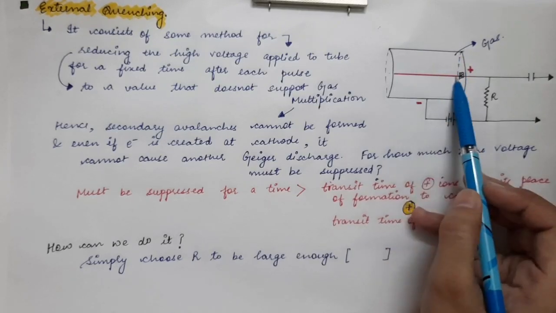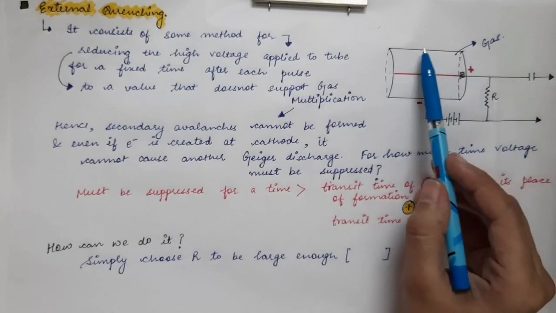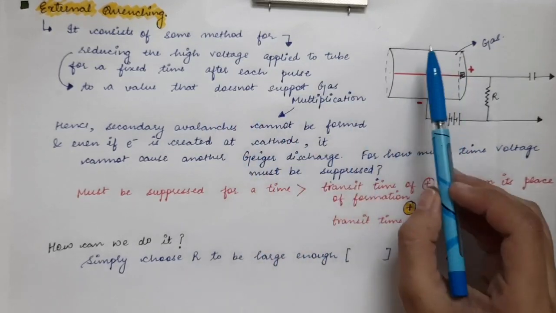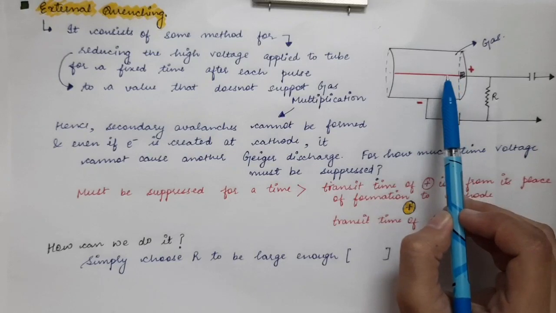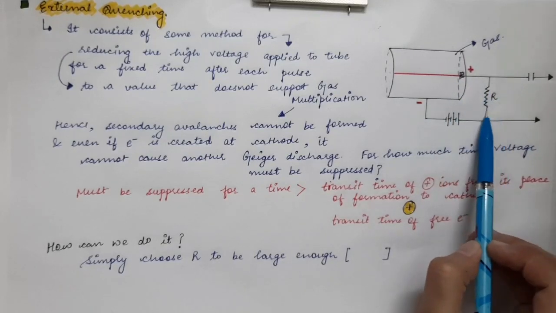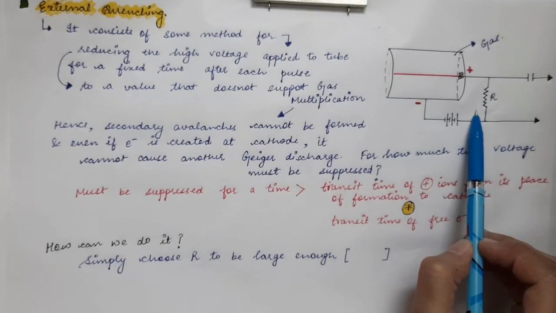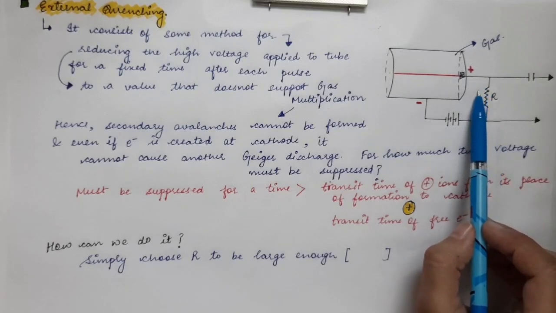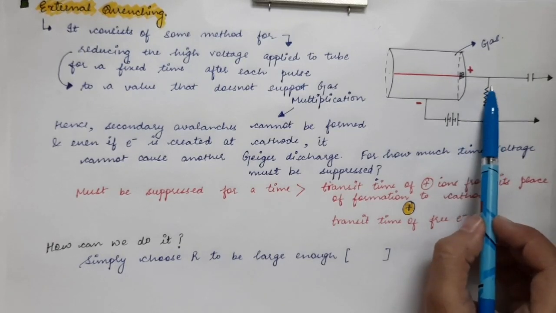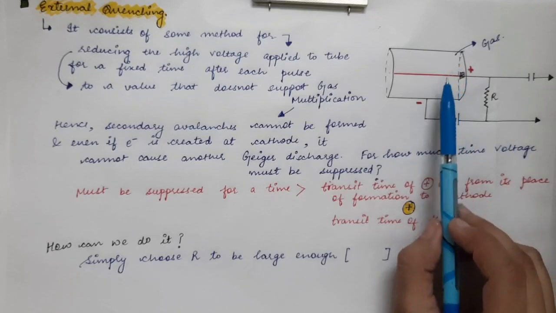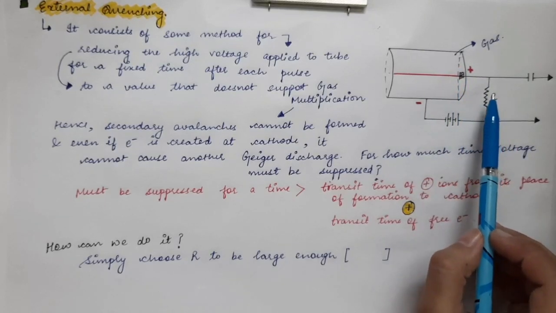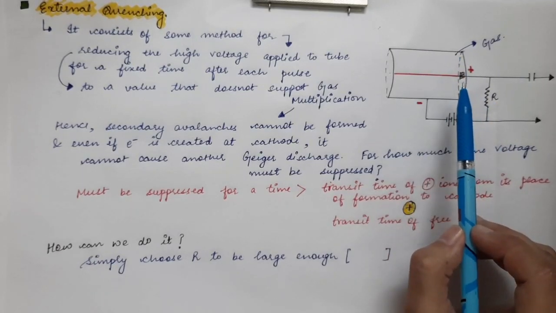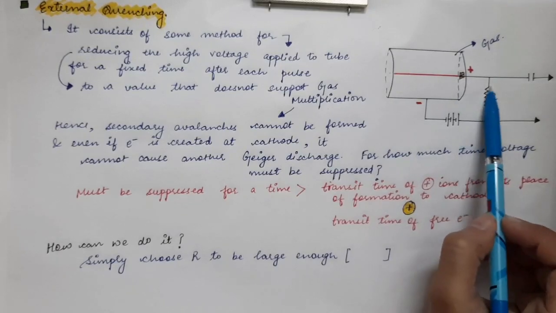To prevent this from happening, what we can do is reduce the voltage across the GM tube for some time. That we do in external quenching. And how do we reduce the voltage for some time? The technique is to increase the value of this external resistance R. If you increase the value of the resistance R, then automatically the drop across the resistance R will be high and the drop across the GM tube will be less. So for some time we will decrease the voltage across the GM tube by using a high resistance.